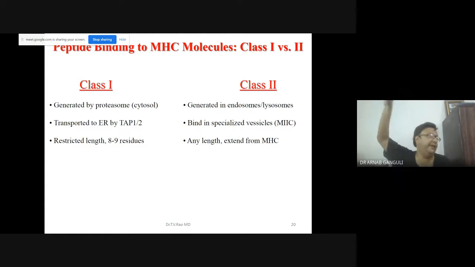They take them to the plasma membrane, where these MHC molecules are fused with the specialized vesicles, and they are expressed in the plasma membrane.